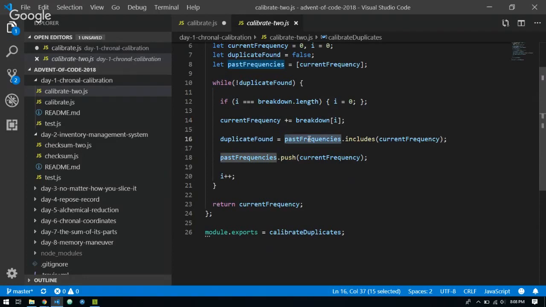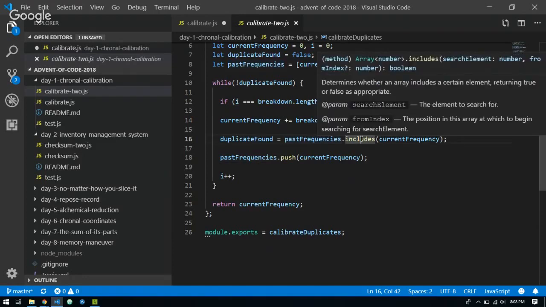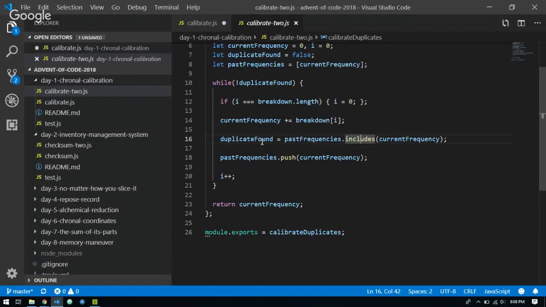So the way I did that was I have my past frequencies. This is everything that I have been going through, and I'm using includes. I'm basically saying, in my past frequencies, have I seen this number? The current thing that I have just added or subtracted, have I seen this before? And if I have, that sets my duplicate found flag to true. I'm going to push that item that I found. I'm not going to stop it yet, I just want to add that in there. That might not be something we need to do, or it'll be a different implementation. This is the way I've found that has passed my test.